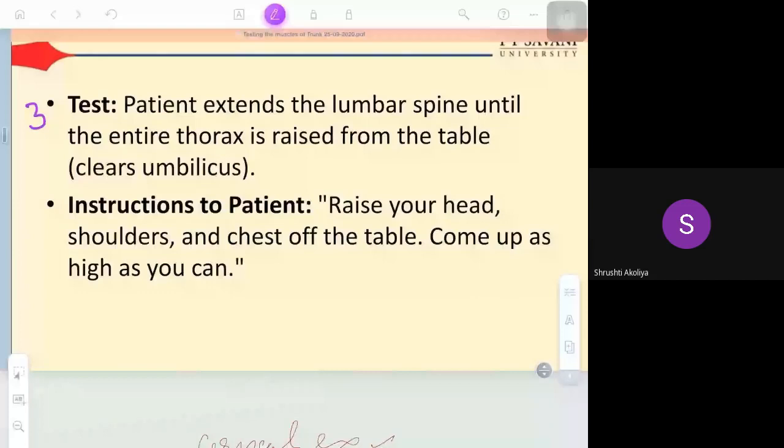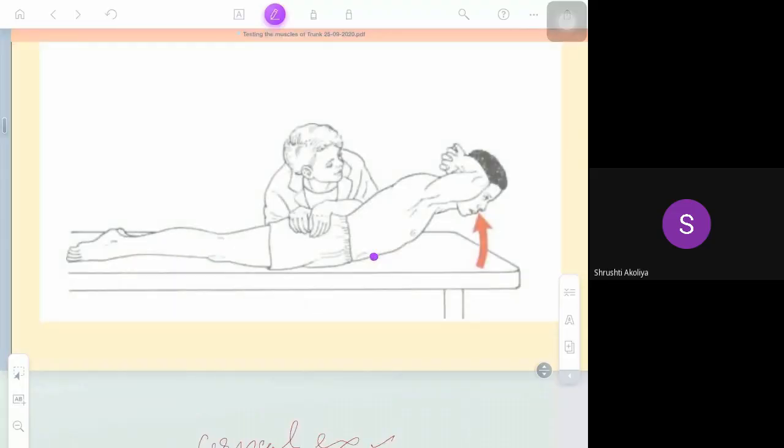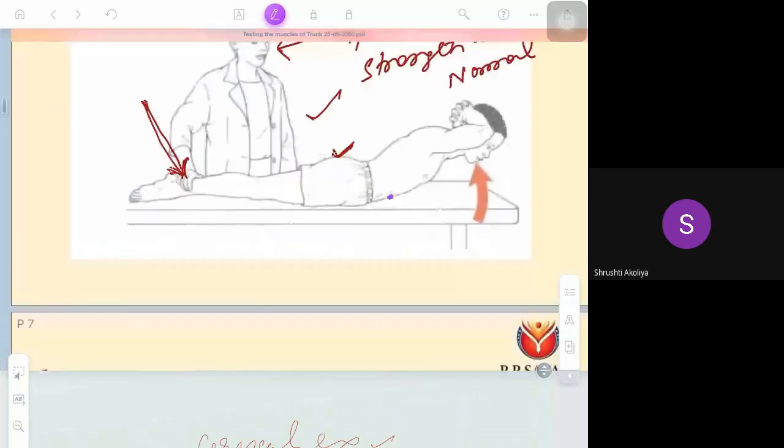Patient extends the lumbar spine until the entire thorax is raised from the table. So the patient has to do lumbar spine extension until the entire thorax is raised from the table. That is, he has to clear the umbilicus. The umbilicus should be raised from the table. This is the test.